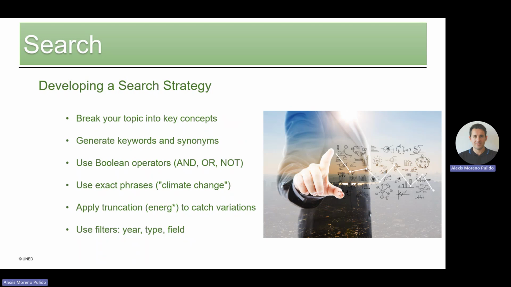Keep track of search iterations. A good literature search is often iterative. You might start broad, then narrow down, then perhaps broaden again if you find too few results, etc.